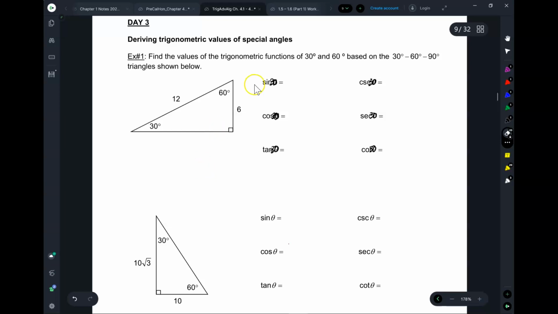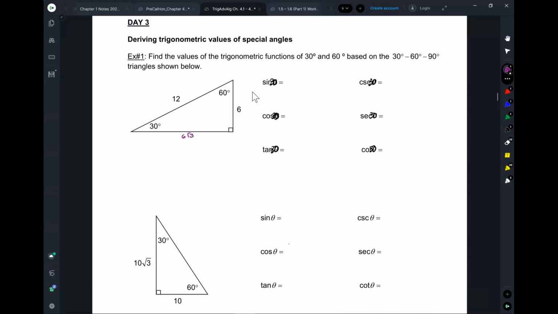Okay, so we're gonna talk about sine, cosine, tangent, and the other trig functions of 30, 60, 90 angles today. So here we have a 30, 60, 90 triangle, and you can see the long leg is missing, right? But since the short leg is 6, this one is 6 root 3.